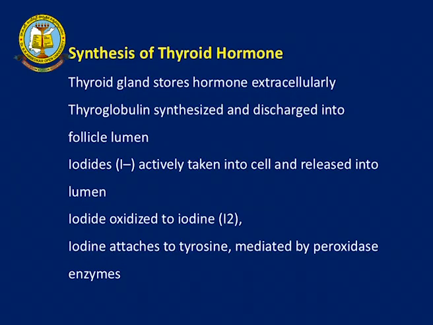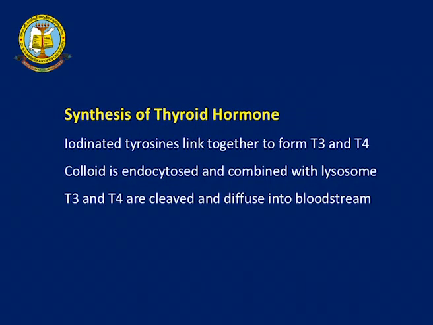The synthesis of thyroid hormone. The thyroid gland stores hormones extracellularly. Thyroglobulin is synthesized and discharged into the follicle lumen, and iodide is taken into the cell and released into the lumen, where it is oxidized to iodine. The iodine is attached to tyrosine, mediated by peroxidase enzymes. This peroxidase enzyme is very important in the thyroid. Iodinated tyrosines are linked together to form T3 and T4. The colloid is endocytosed and combined with lysosomes, and T3 and T4 are cleaved and diffuse into the bloodstream.